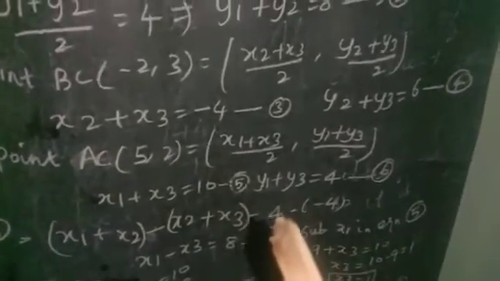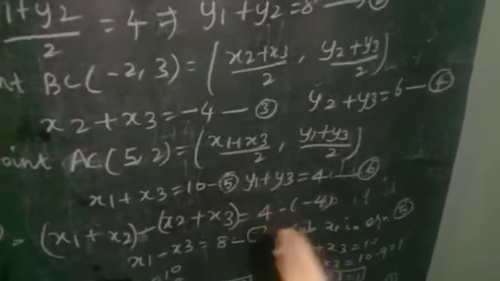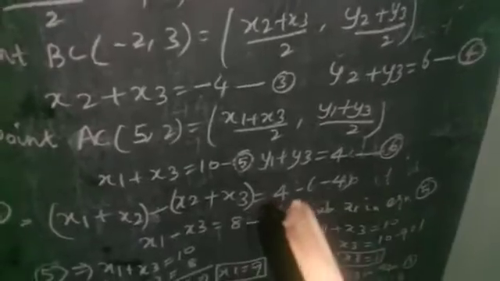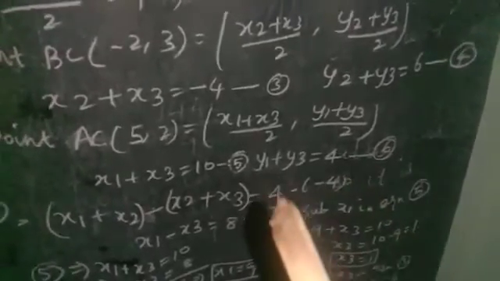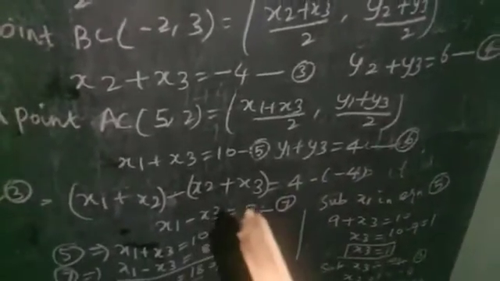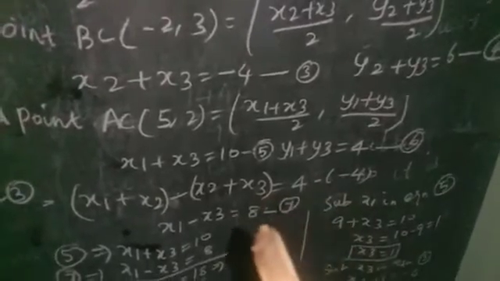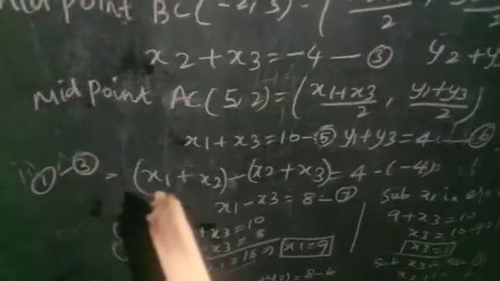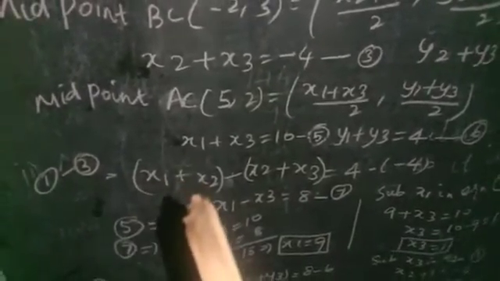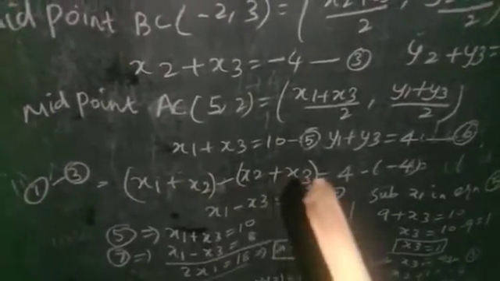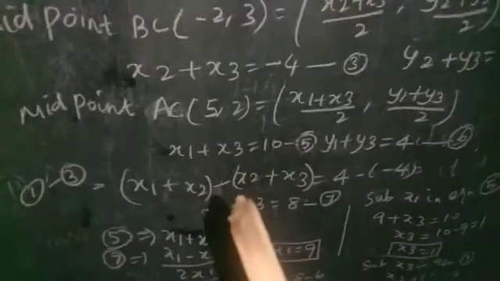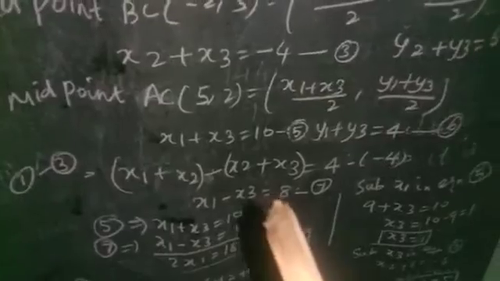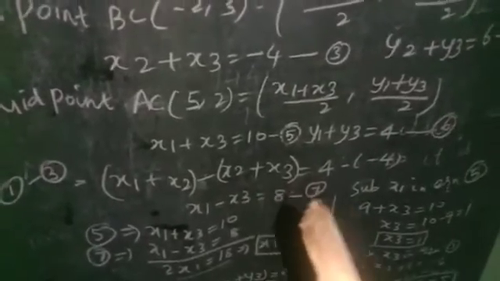First equation right hand side 4, and second equation right hand side also has minus 4. So 4 minus of minus 4, then we write 4 plus 4. On the right hand side we add 4 plus 4, we get 8. On the left hand side, x1 plus x2 minus x2 minus x3. So plus x2 minus x2 we cancel them. Then we write x1 minus x3 is equal to 8. So this is the seventh equation.